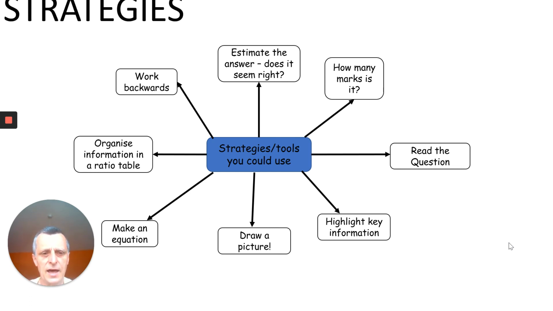So those, I would say, are the things you can be thinking about. How many marks, reading the question, highlighting things, all helping you come up with a plan. And then we start working through it. So how can we get there? Draw a picture, make an equation, organize it in a ratio table, working backwards from the end, making estimates, all part of the problem solving strategies that are going to help you be really successful in this area. Right, okay, so the next videos are going to be going through specific examples, and we'll be thinking about these strategies as we're doing it. So the way to approach real questions.